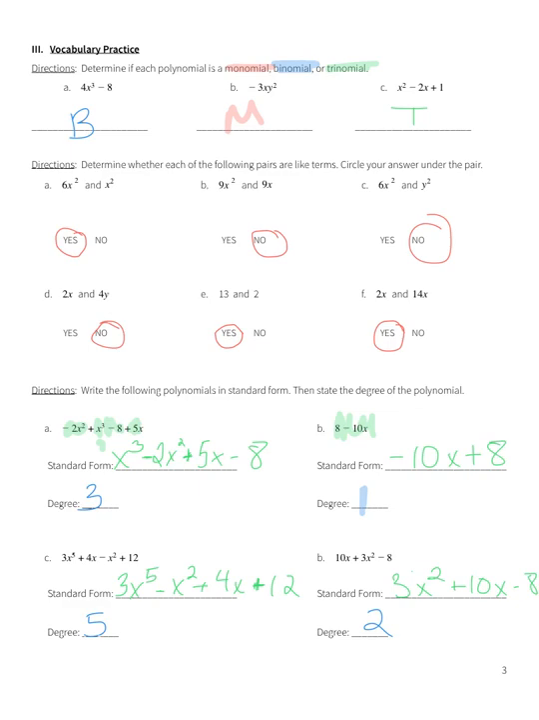All right, let's try this next one. 3x squared plus 10x minus 8. The exponents are in order from largest to smallest, and our constant is last. Our largest exponent is 2, so the degree is 2.